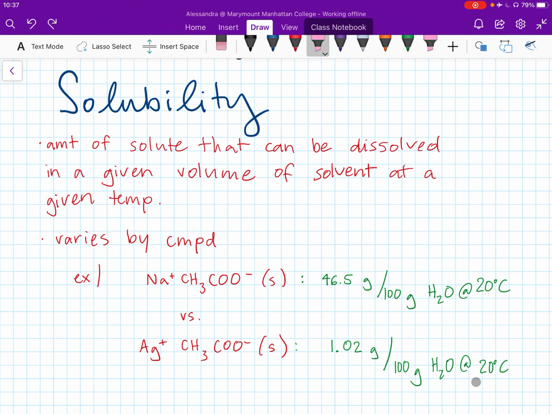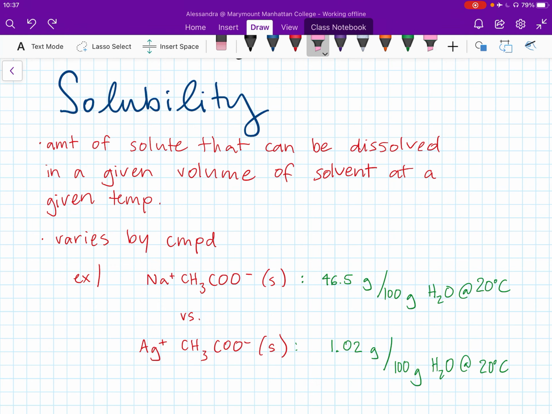So this goes back to a concept from before, which is solubility rules of different salts. We talked about how depending on what ions are in salts, they have different solubilities. And silver salts tend to be relatively insoluble, whereas sodium salts tend to be very soluble. And you really see that in action here in these two solubility values.